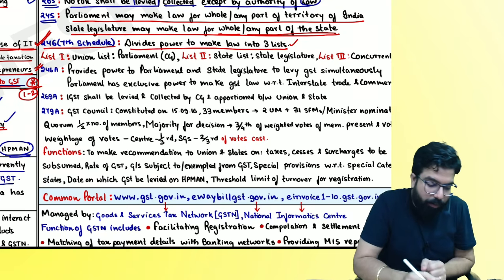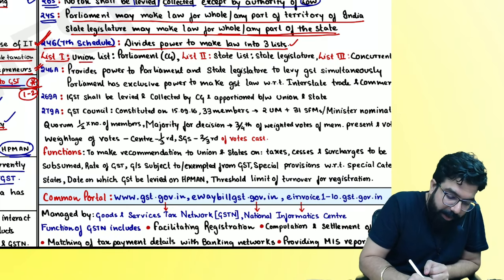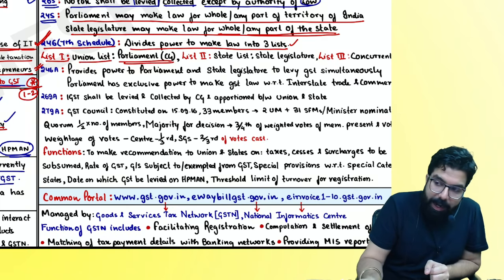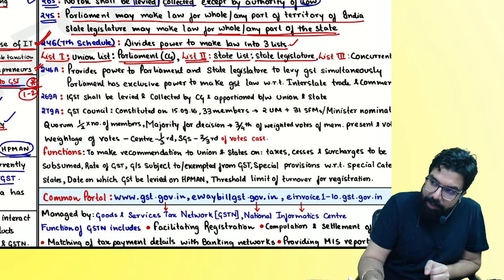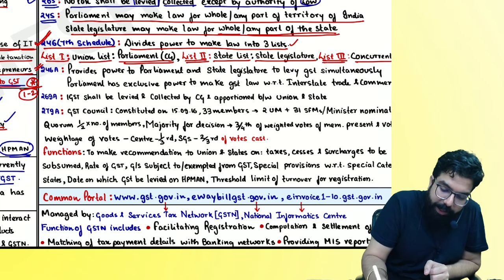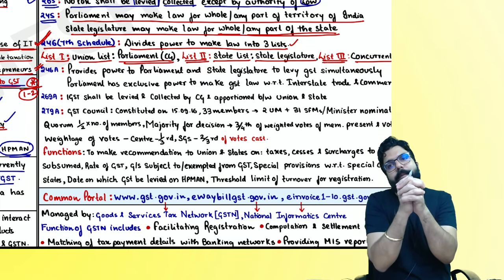Three lists. One list is known as list number 1, the Union list. Who will make the law? Parliament. List number 2, who will make the law? The state legislature. And list number three is the concurrent list. Both the governments will together make the law.